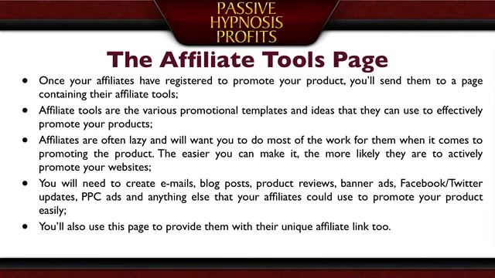So those are the five main pages. You're going to have the sales page that will sell your product. You're going to have the registration page where people can join your list and complete their purchase once they've made their payment. You're going to have the download page where they can then download your product. You're going to have your affiliate sign up page where affiliates can sign up to promote your stuff. And you're going to have the affiliate tools page where your affiliates can then get all of the various things they're going to need to promote your product.